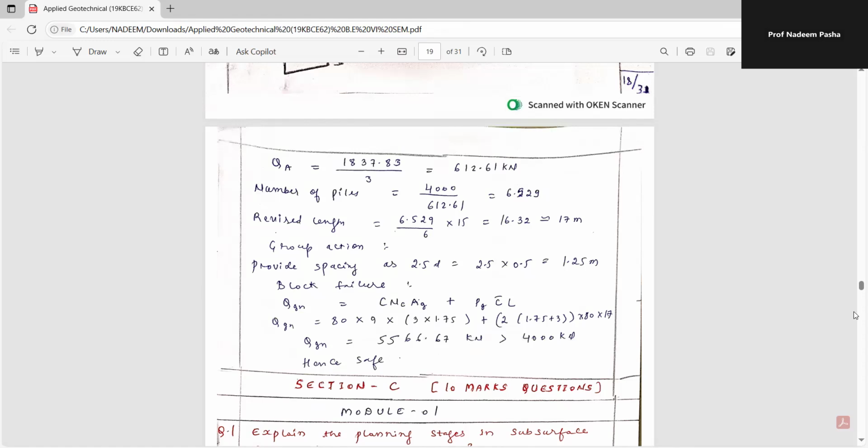Block failure QGN equal to C into NC into AG plus PG into C bar L. QGN equal to 80 into 9 into 3 into 1.75 plus 2 into 1.75 plus 3 into 18 into 17. QGN equal to 5566.67 kilonewton, which is greater than 4000 kilonewton, hence safe.